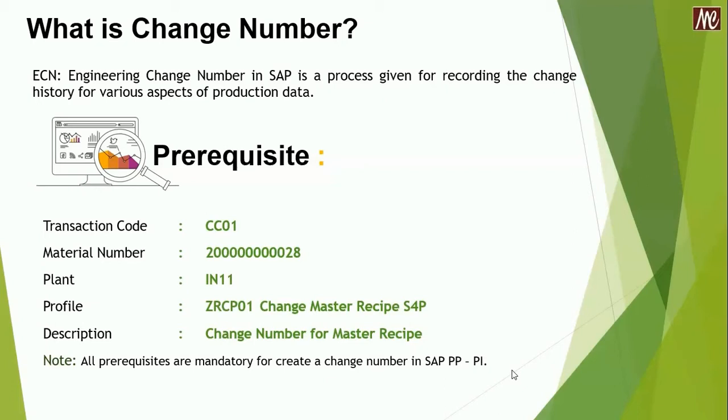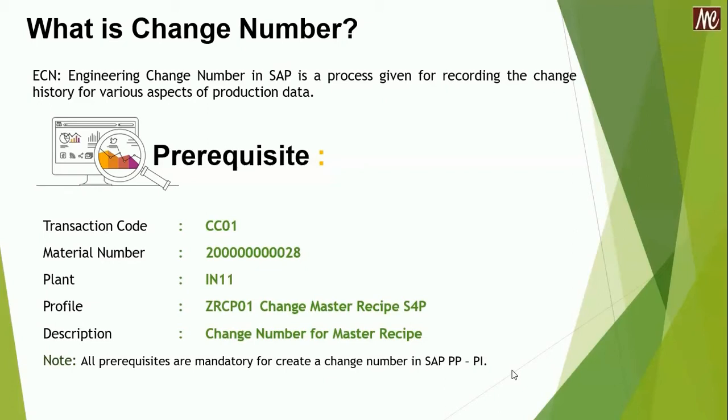Coming to the next, the material number is definitely mandatory. Plant code is mandatory. Profile is also mandatory. What is the use of the profile? That I am going to explain right now. Because change number applies to different objects, and objects are assigned to that profile.